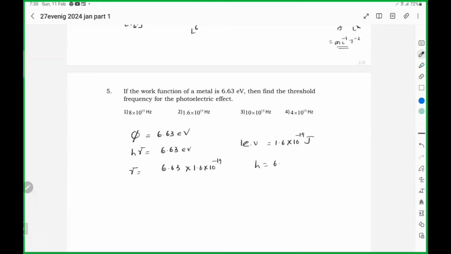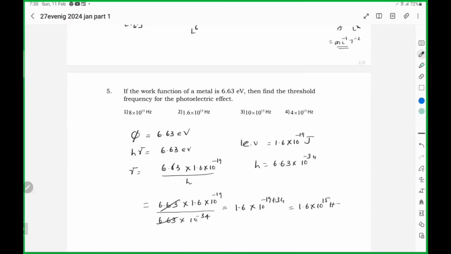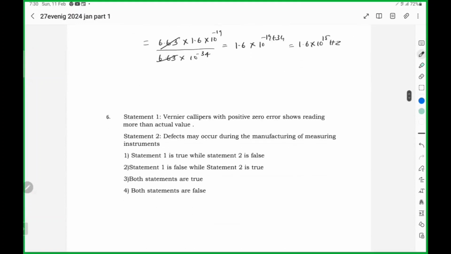And Planck's constant is 6.63 into 10 power minus 34. So here, h divided by 6.63 into 10 power minus 34, to get that cancelled out. So which is 1.6 into 10 power 15 Hz, frequency unit is Hz.